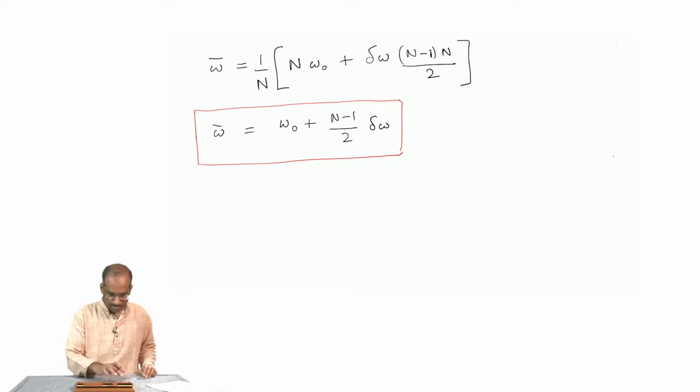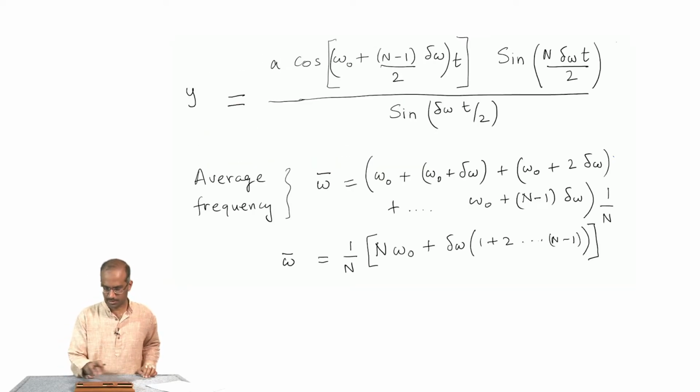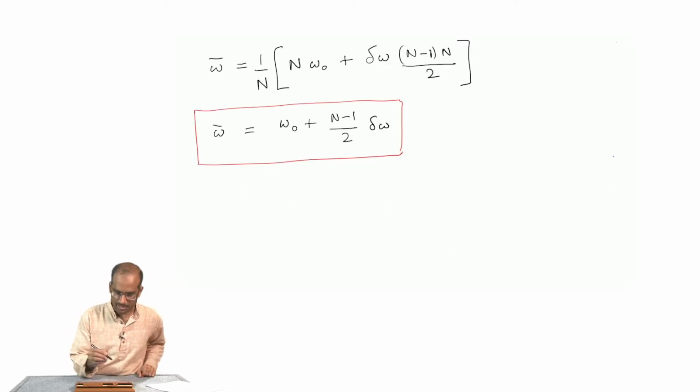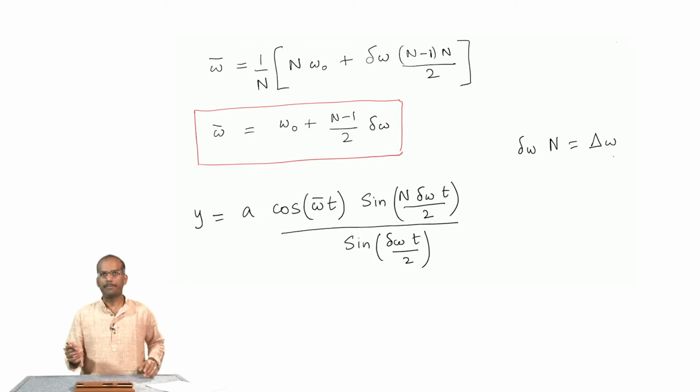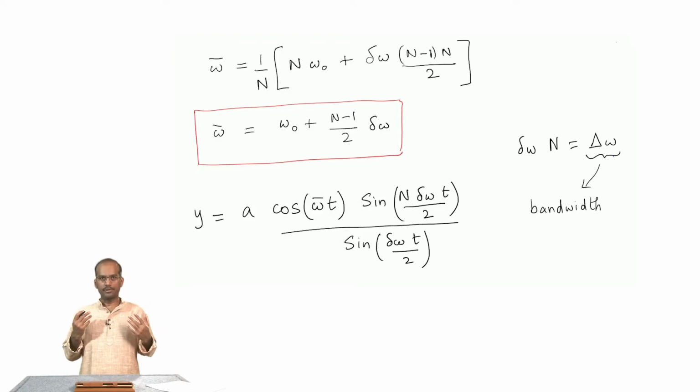Now we will use this in our expression for y that we just got. You will notice that omega 0 plus n minus 1 by 2 into delta omega is precisely this quantity, which leads to a great simplification in notation and also for understanding. Let us call this quantity, delta omega multiplied by n, the bandwidth. I will give it a different notation, capital delta omega. All the frequency components that we are using to construct our waveform will fall within this bandwidth.